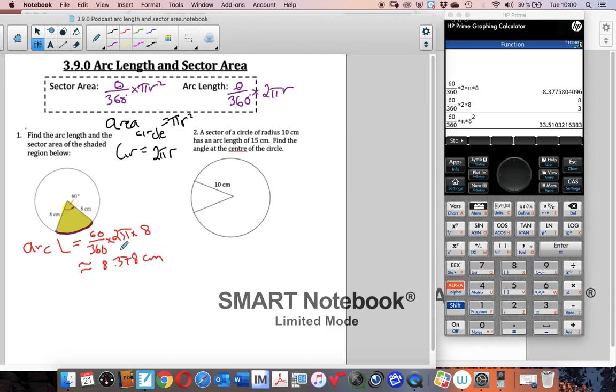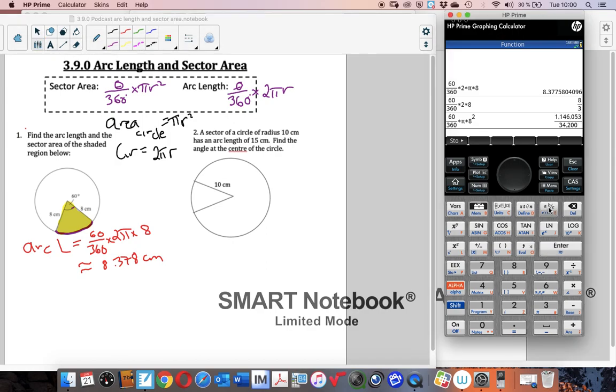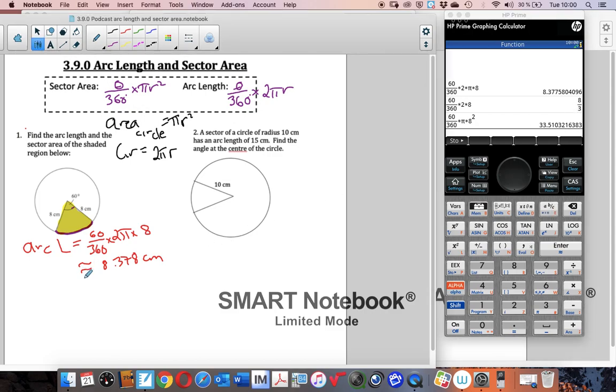Now, if you want an exact answer, which is a little bit fancier, just go ahead and type the whole thing in again, but just don't put the pi in, yeah? And then you'll see that you'll end up with 8/3. If your calculator is giving you a decimal, remember that this ABC button allows you to convert between decimals and fractions. So it'll give you 8/3, and then you can just go ahead and put a pi next to it. So our exact answer is 8/3 pi. Okay, let's do the sector area.